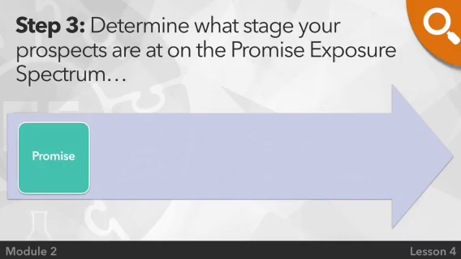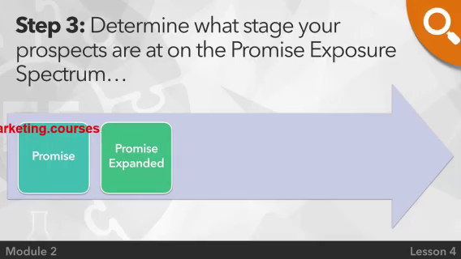Well, again, over time, prospects became more sophisticated. They began to respond less and less to that similar promise. And so they moved to the next stage of the promise exposure spectrum. The next stage is where we see the promise expanded. Now, your market or your prospects are at this stage if your promise has already been presented to prospects, but is not being expanded on by competitors. What do I mean by expanded on?